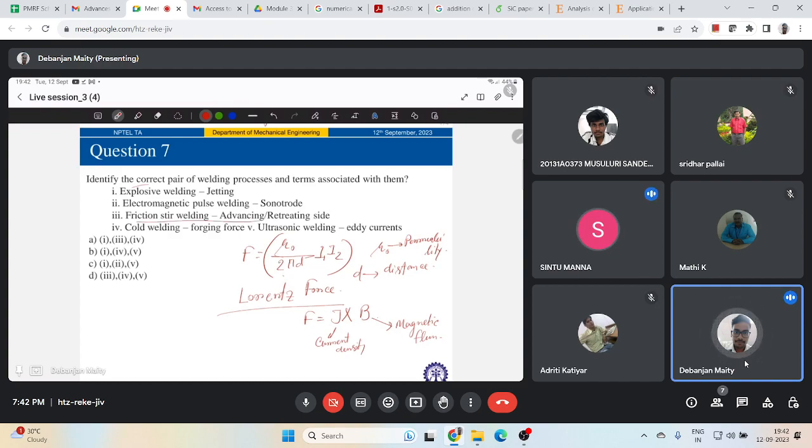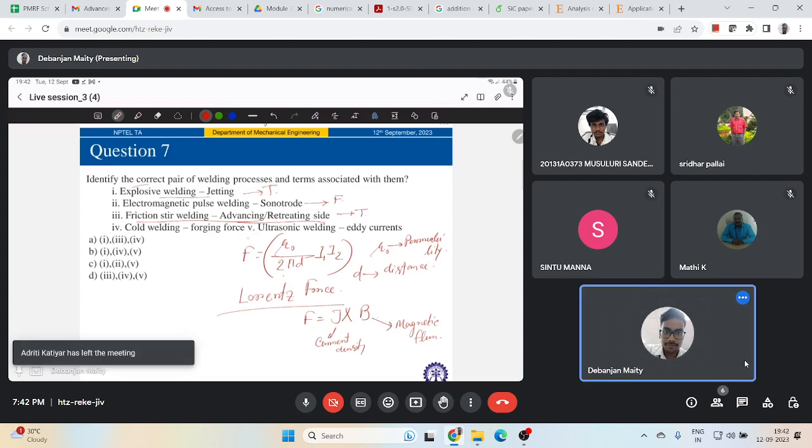Sir, this I can understand. This is option A. Yeah, so option A is 1, 3, and 4. It's possible. Yes, this is true. This is not true. This is false because ultrasonic welding is a neutron. Friction stir welding, this is true. 1, 3, cold welding, forging force. Yes, this is also true. And this is also false because eddy current is for, as I was saying, electromagnetic pulse welding, right? So yes, you are right. A is correct.